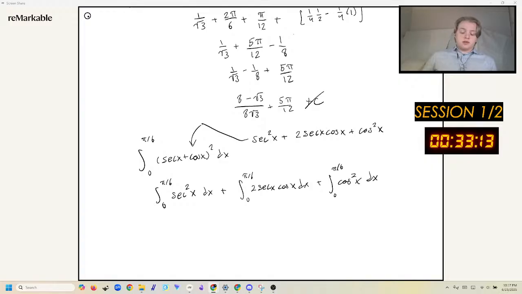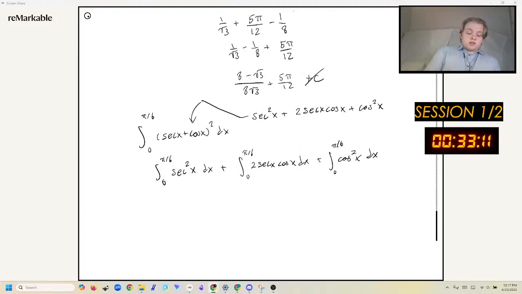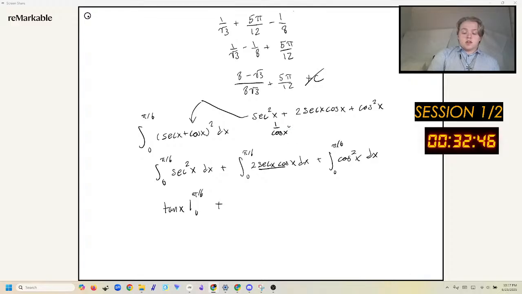Alright, now what do we do with these? Well, the integral of secant squared x is a common one that's just going to be tangent x. That's just a rule that you know. And we'll put our limits of integration there, so we know to go back and compute it. Now, secant x times cosine x is interesting because secant x is equal to 1 over cosine x. That times cosine x is just 1.